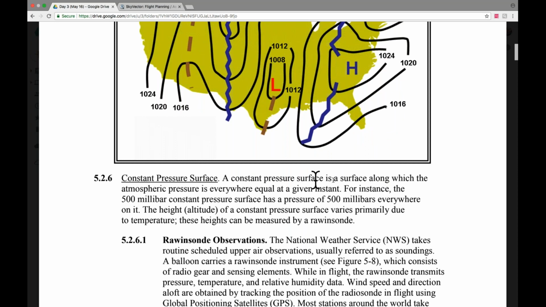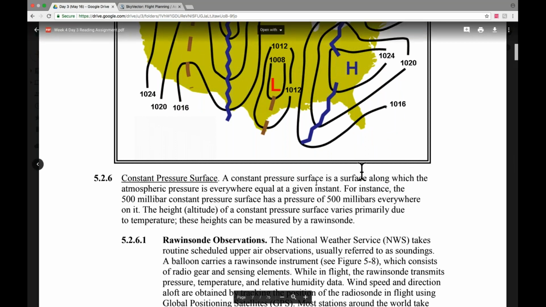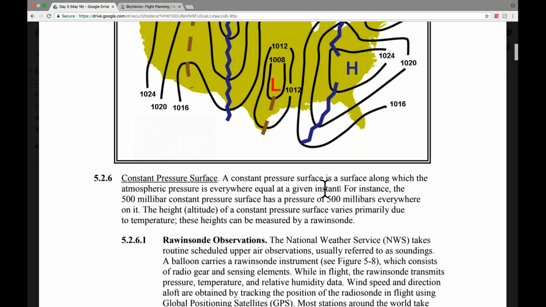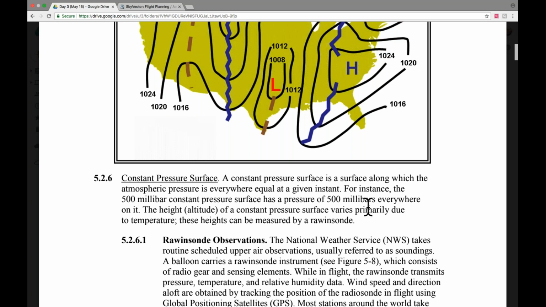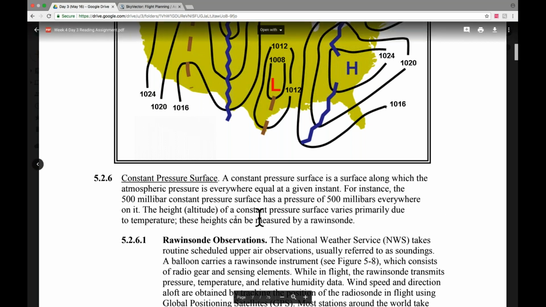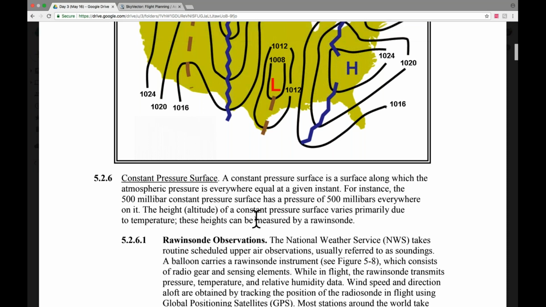So a constant pressure surface is a surface along which the atmospheric pressure is everywhere equal at a given instant. For instance, a 500 millibar constant pressure surface has a pressure of 500 millibars everywhere on it. The height and altitude of a constant pressure surface varies primarily due to temperature. These heights can be measured by a rawinsonde.